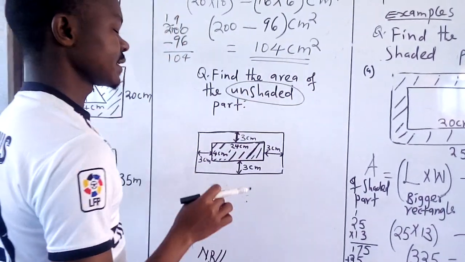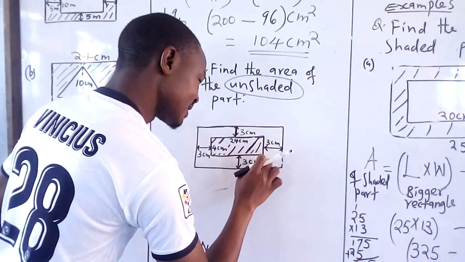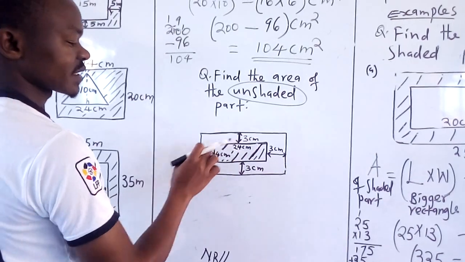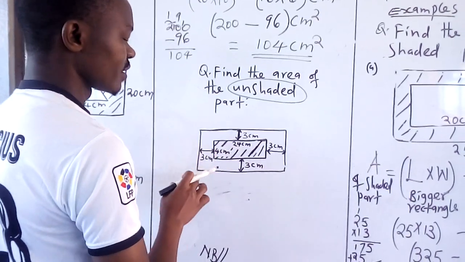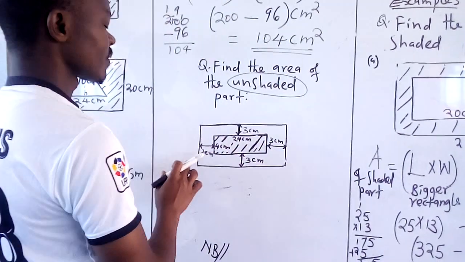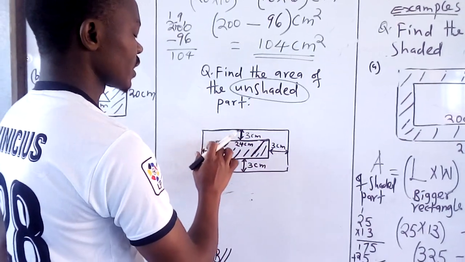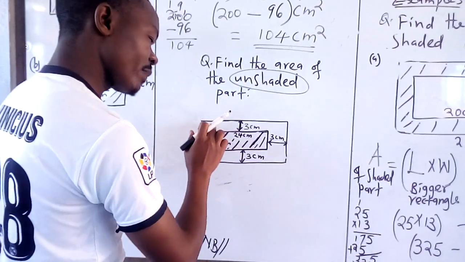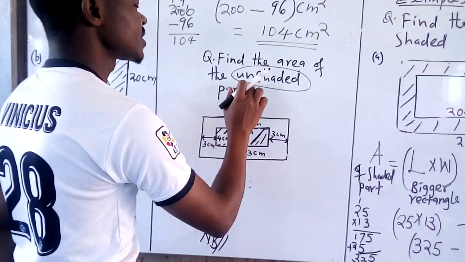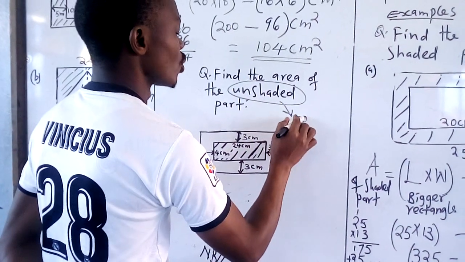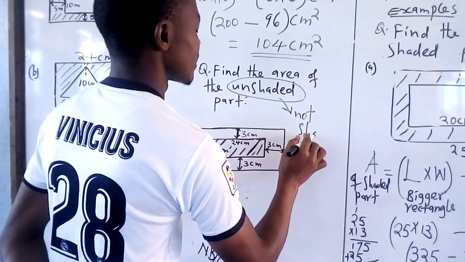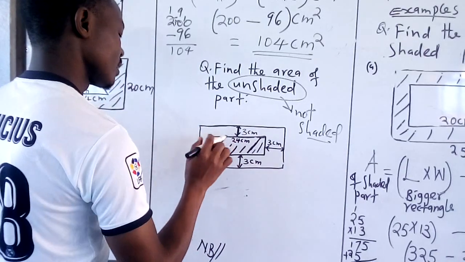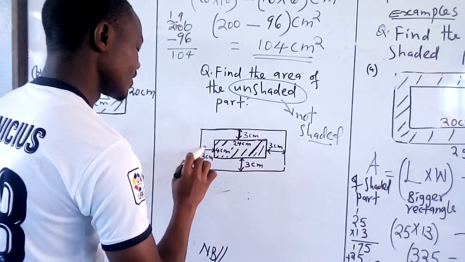Unshaded now. The unshaded part is still this margin, the area of borders that we are talking about. Remember, the inner rectangle now has been shaded. We have a bigger rectangle, then we have the smaller rectangle inside which is shaded. But you've been told to find the area of the margin, the part that is unshaded. Unshaded means not shaded, the part that is not shaded, which is this one.